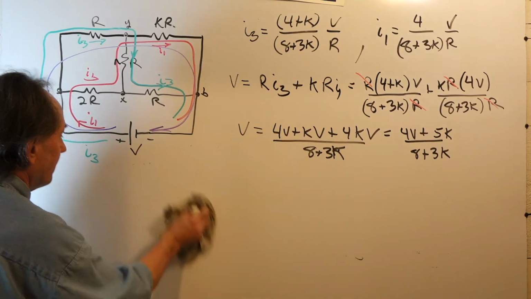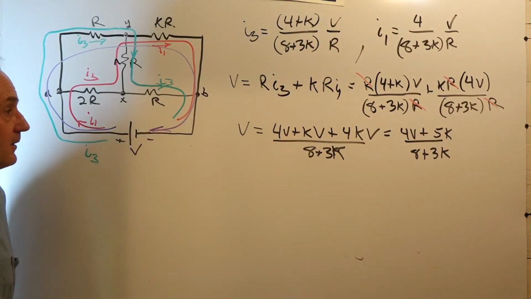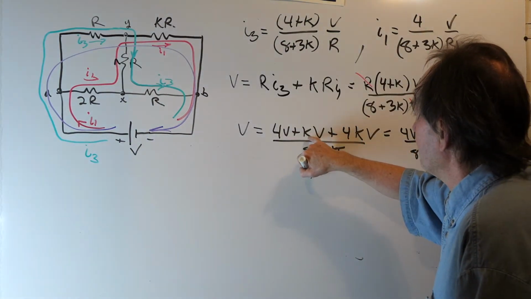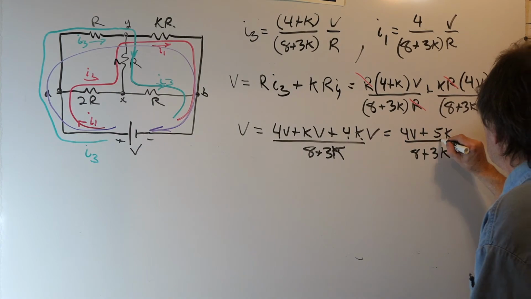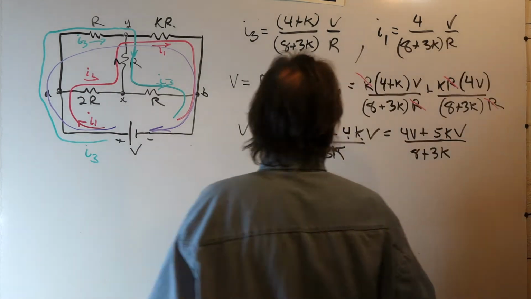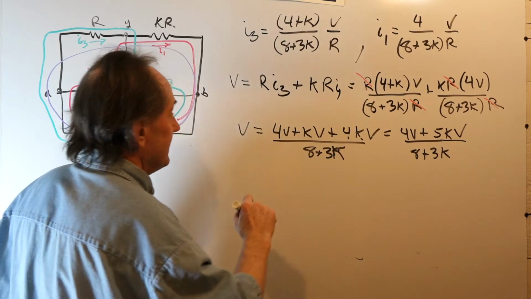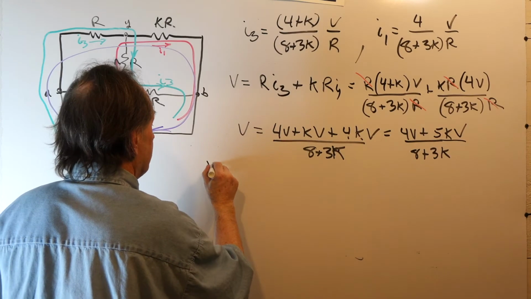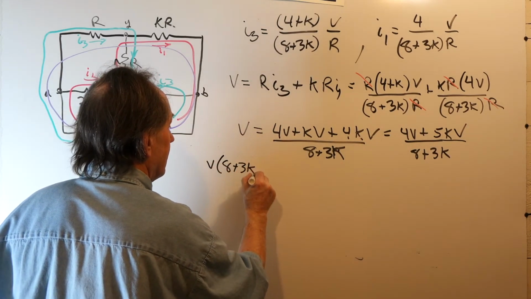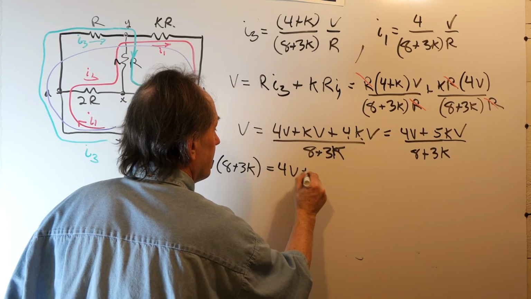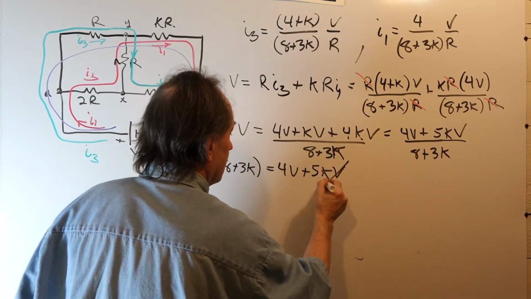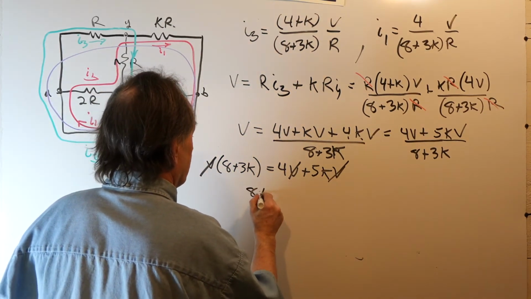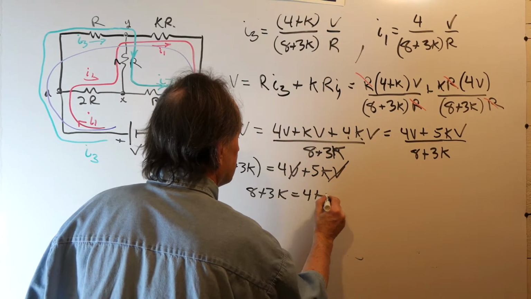Now, we can simplify this and solve. I'm sorry, we have KV, 4KV, so this is 5KV. So now, if we cross multiply or multiply through by 8 plus 3K, we have V times 8 plus 3K. And this is equal to 4V plus 5KV. Now we can cancel out our V's. So we have 8 plus 3K is equal to 4 plus 5K.